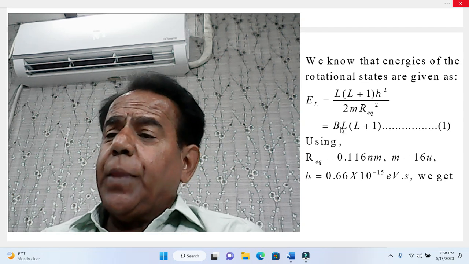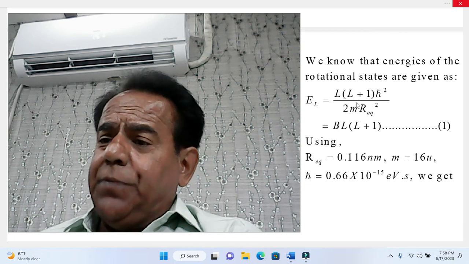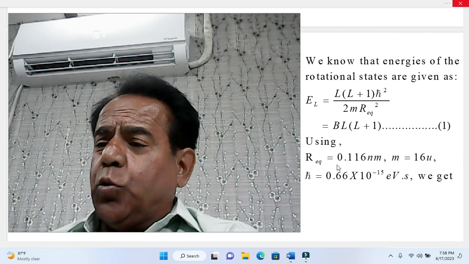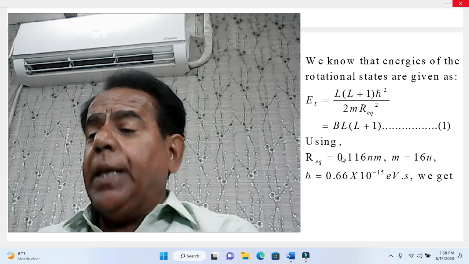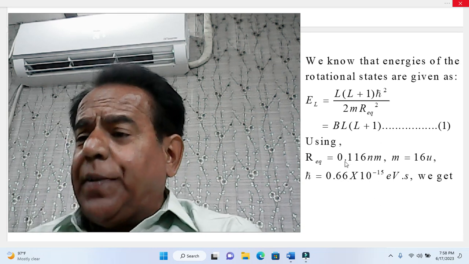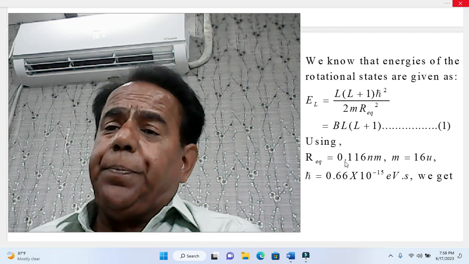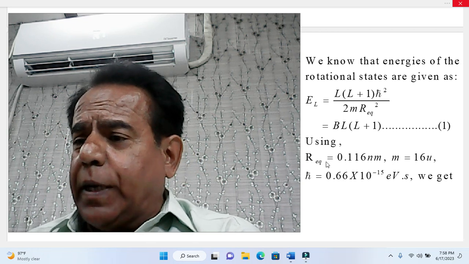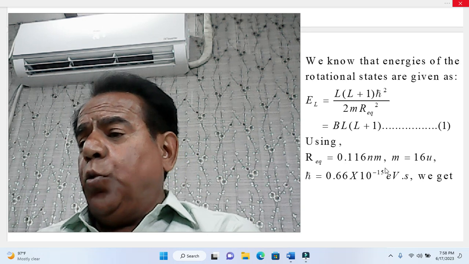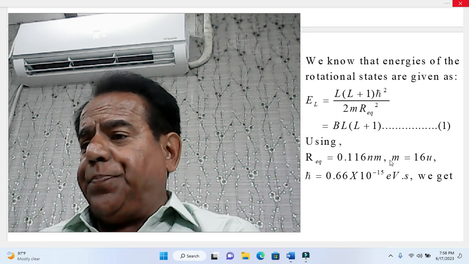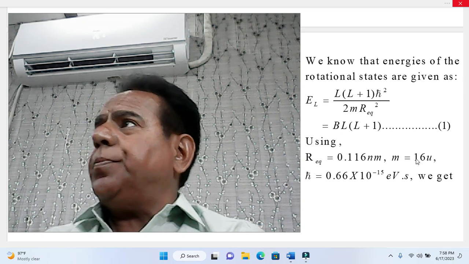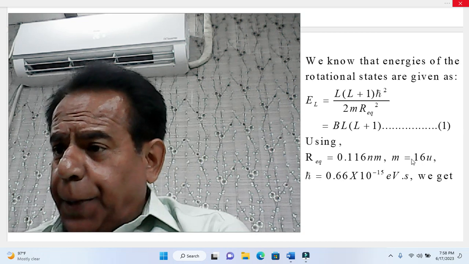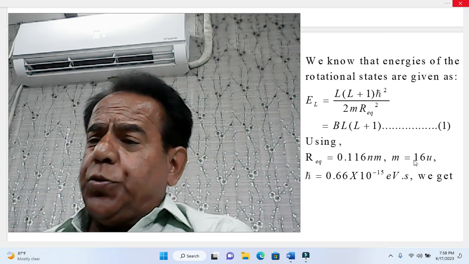So next, in this expression we will use R equilibrium equal to 0.116 nanometer, nano standing for 10 to power minus 9. This value is given in the problem statement. Okay, this value has been provided in the statement. Moreover, M is equal to 16 U.